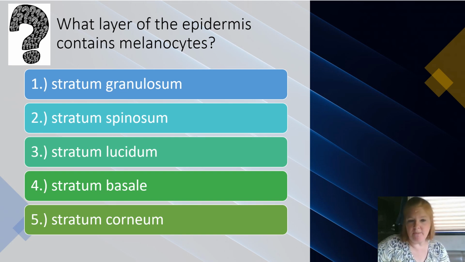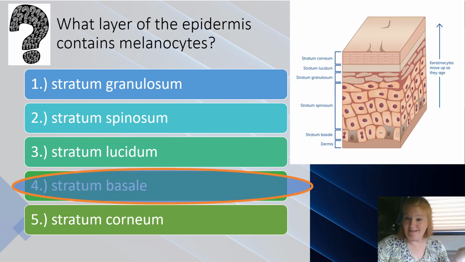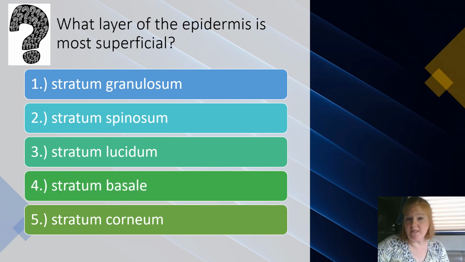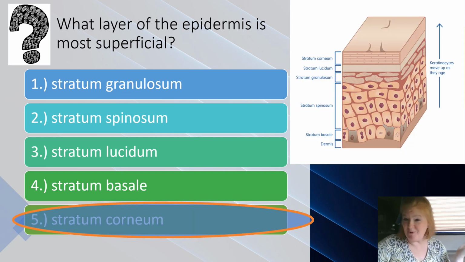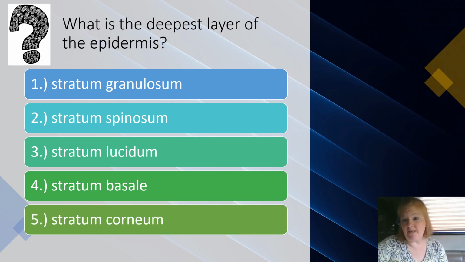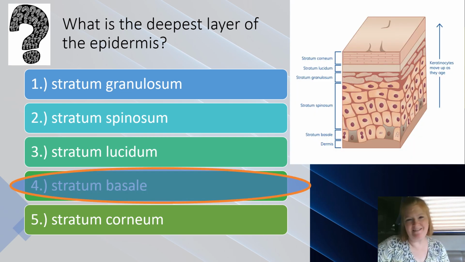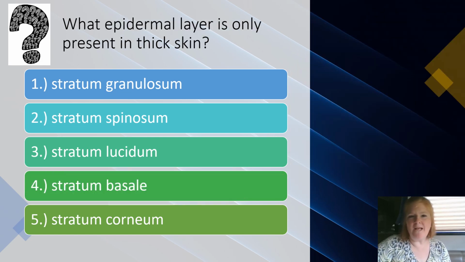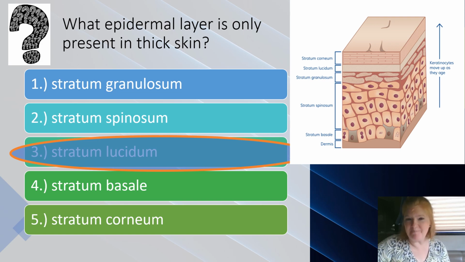So what layer of the epidermis contains melanocytes? The stratum basale. What layer of the epidermis is most superficial? Stratum corneum. What is the deepest layer of the epidermis? Stratum basale. What epidermal layer is only present in thick skin? Stratum lucidum.